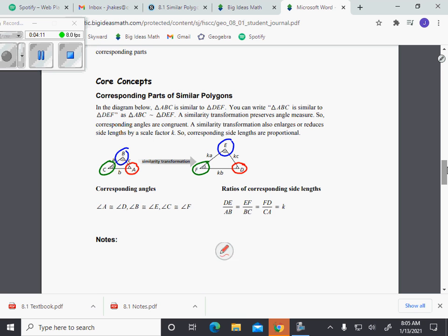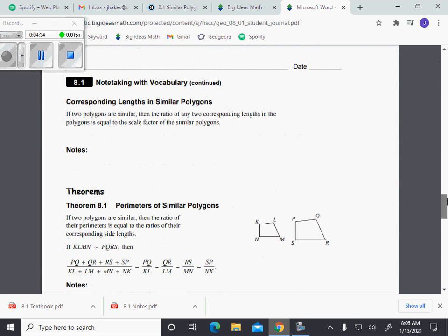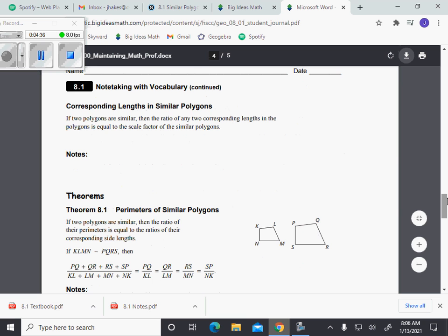So if this is A right here, this is being multiplied by that scale factor to get to that side. If two polygons are similar, then the ratio of any two corresponding lengths in the polygons is equal to the scale factor. So, let's say we had two triangles.